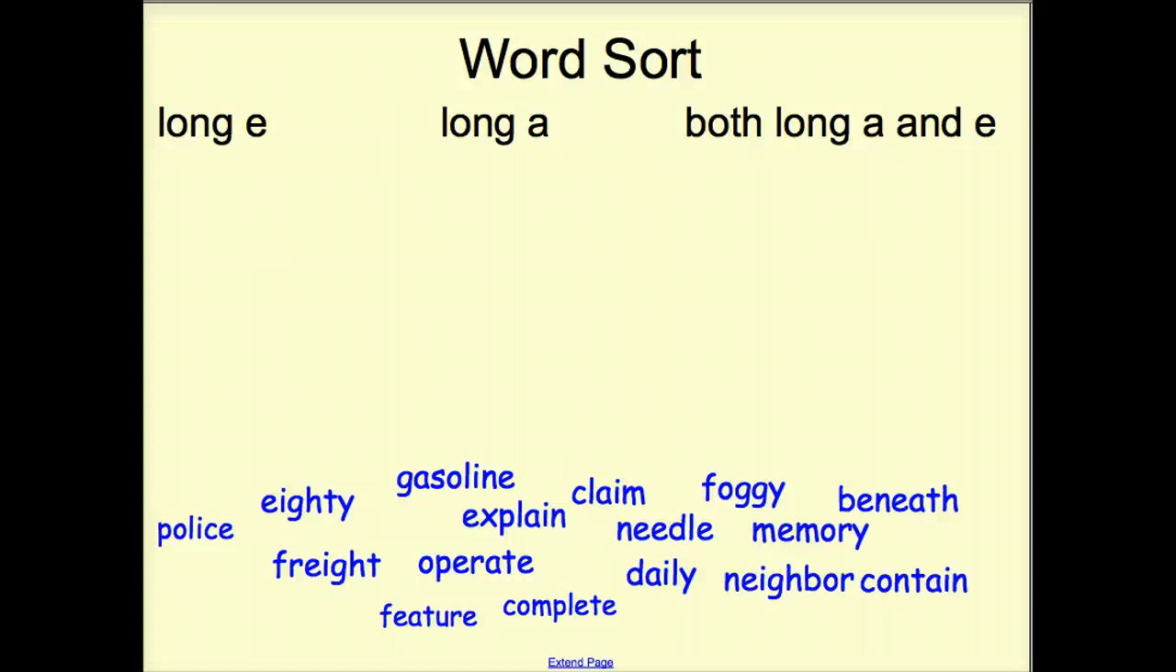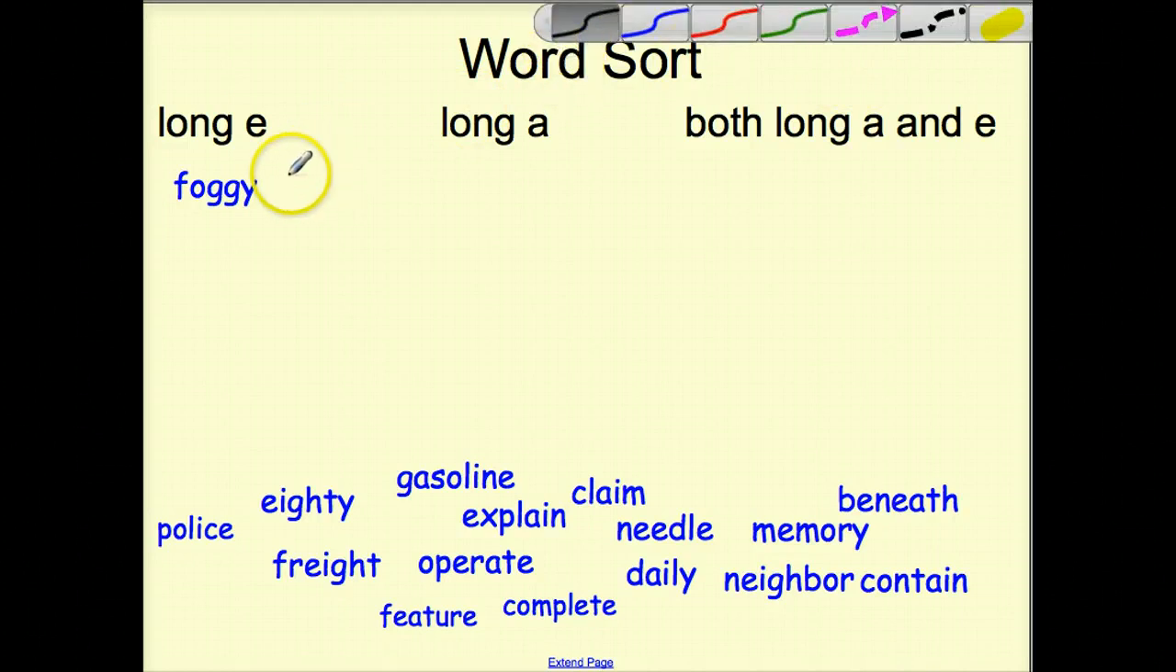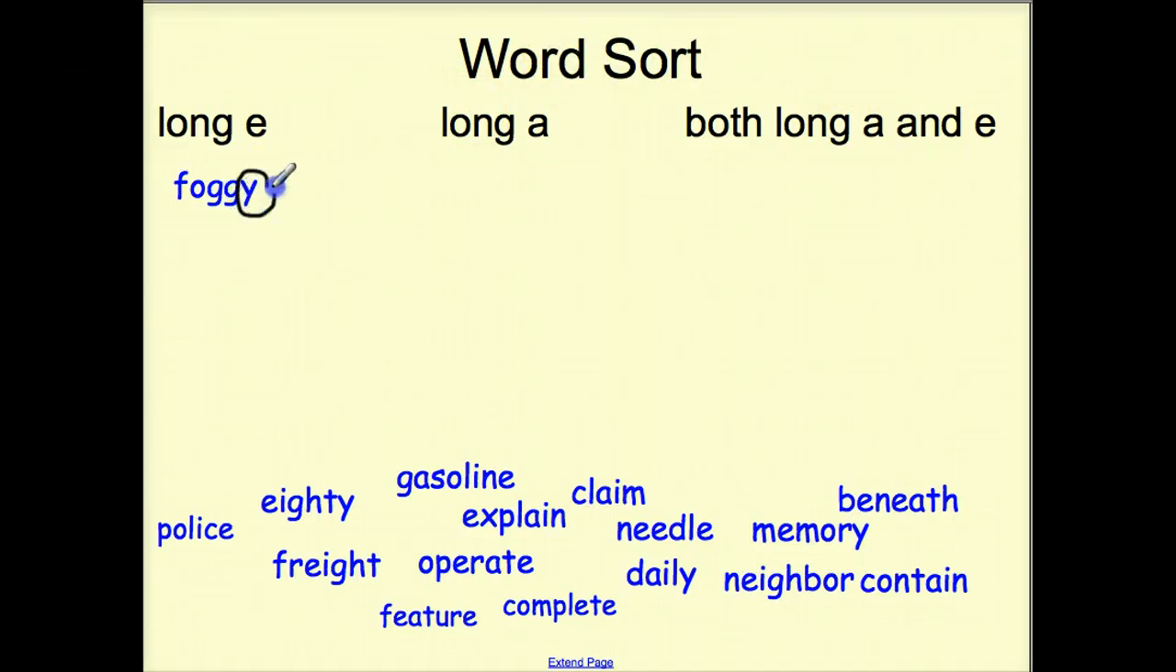All right, so quickly, let's take a look at some of these words. Long E words, long A words, both long A and E words. If I have the word foggy, where would it go? Long A word, both A and E, or long E? Foggy. That's a long E word, right? And the E sound that is in foggy is spelled with that Y.